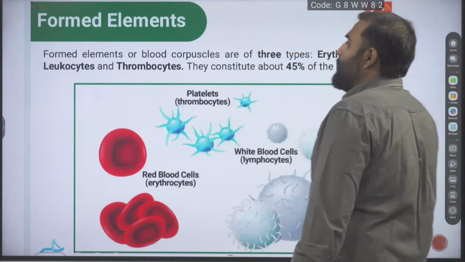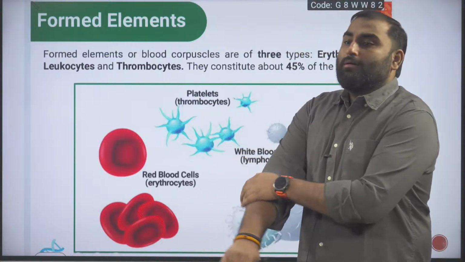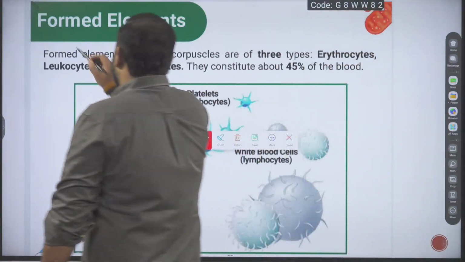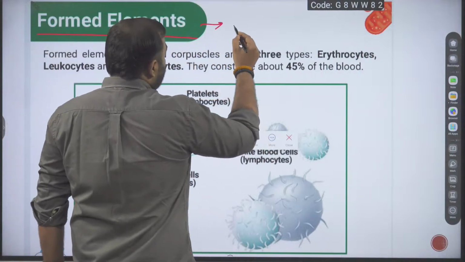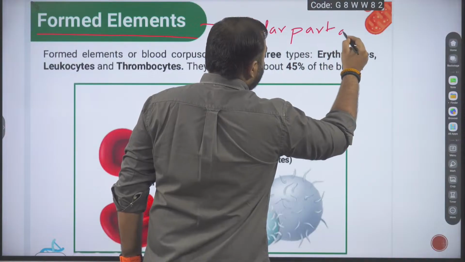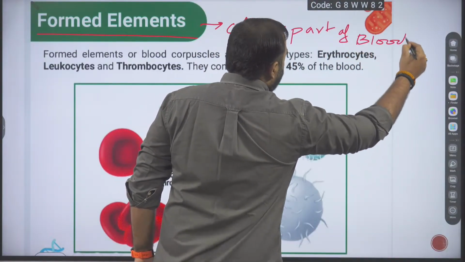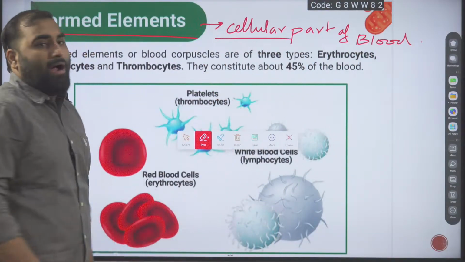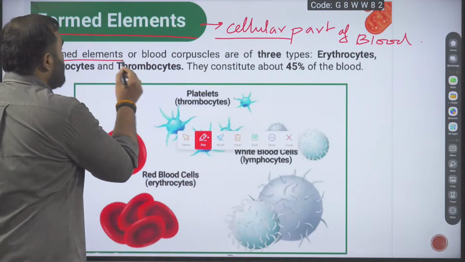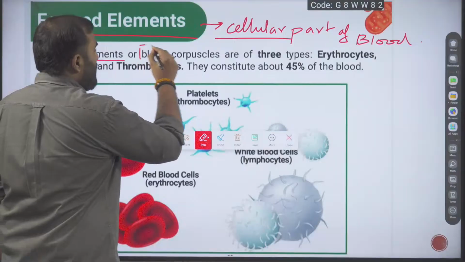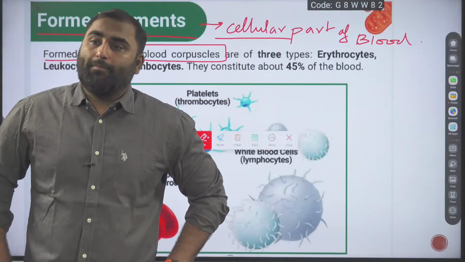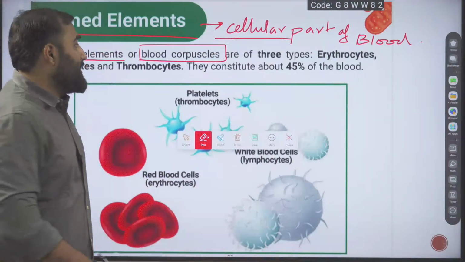So today's topic is formed elements. Formed elements are basically the cellular part of the blood, the different cells or parts of cells which are present in the blood. Formed elements can also be called blood corpuscles.